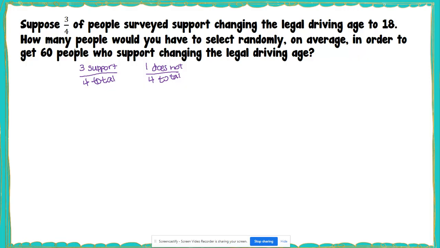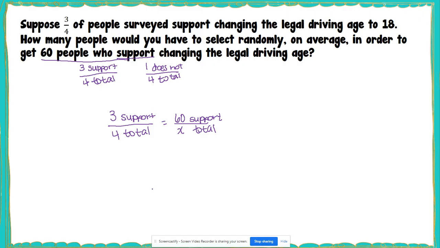Now, my question asks, how many people would you have to select randomly on average in order to get 60 people who support changing the legal driving age? So for this one, we are looking for those who do support, which means we're going to use our ratio of 3/4 since 3 is the ratio that has the supporting data. So I know that 3 support changing the legal driving age out of 4 total people. And then my question says, I want to find 60 people who support. Since my people who support is in my numerator for my first ratio, then 60 people who support should be in the numerator for my second ratio. What I don't know is how many total people that will be, so I'm going to put a variable here.